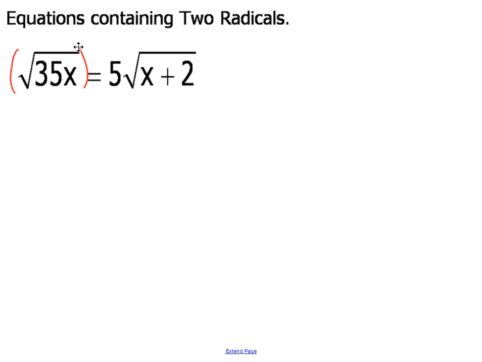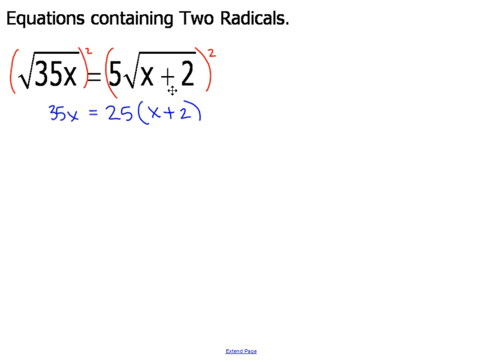So I'm going to raise this side to the second power, and then I'm going to raise this side to the second power. So you have to square everything. Over here, the square root and the square cancel out, so I have 35x. The step that everyone forgets is that you have to square the 5 as well. So this would be 25 times, when I square the square root, they cancel out, that's x plus 2.